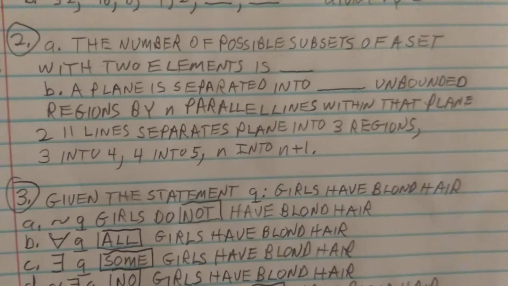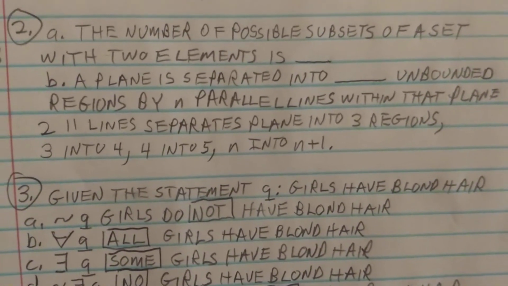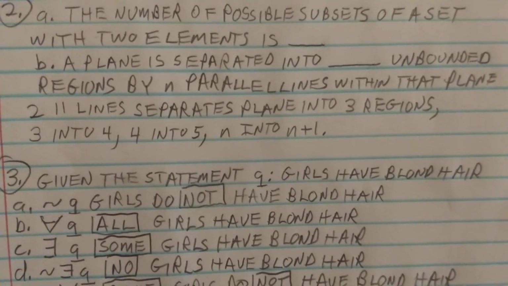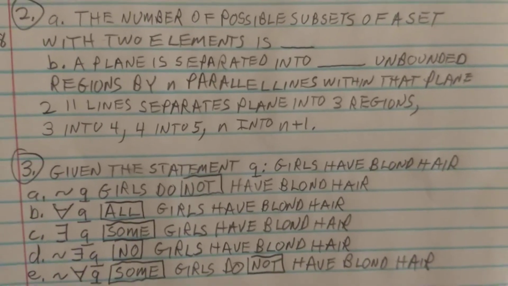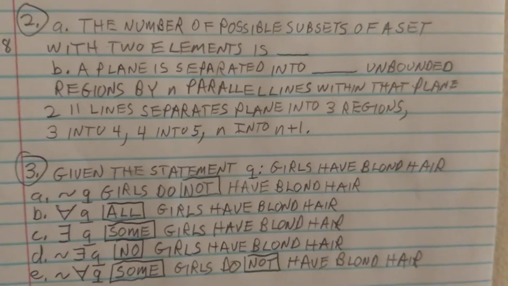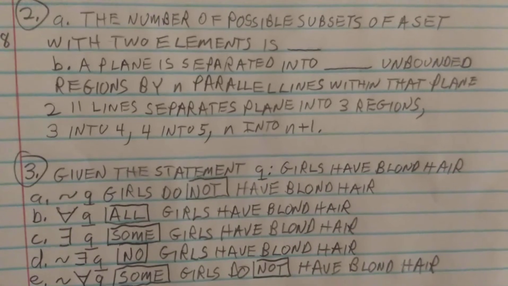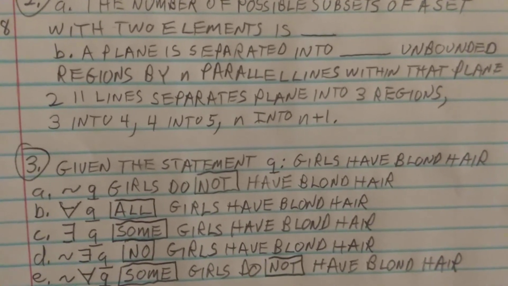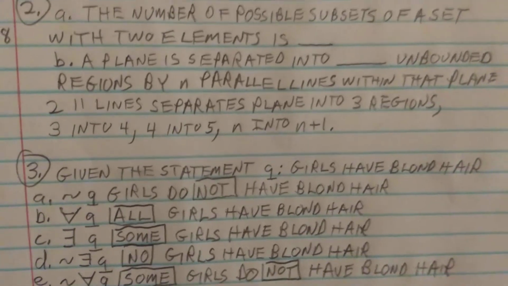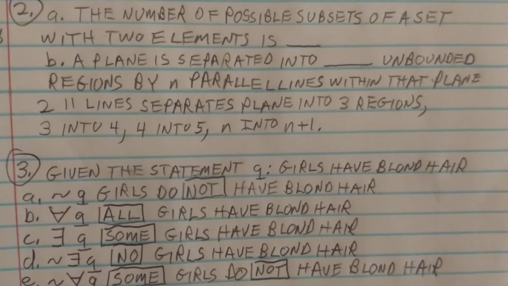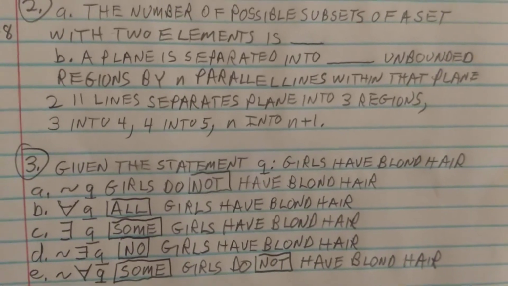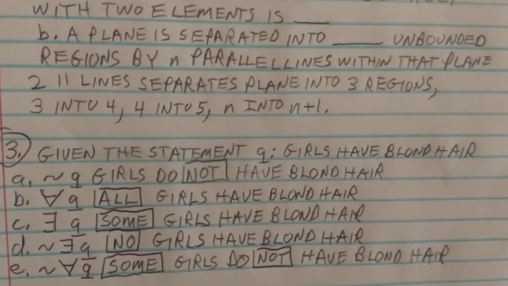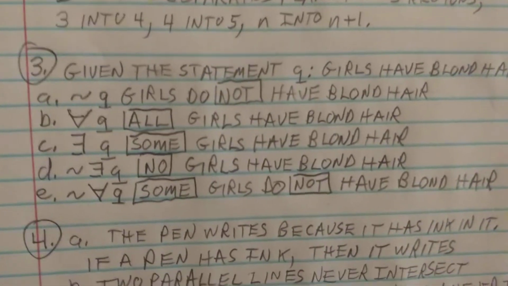Part B, a plane is separated into blank unbounded regions by n parallel lines. So 2 parallel lines would separate the plane into 3 regions, 3 into 4, 4 into 5, and n would go into n+1 regions. So n would go into n+1.